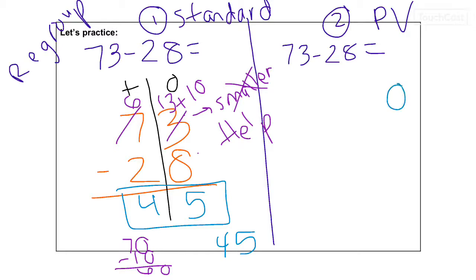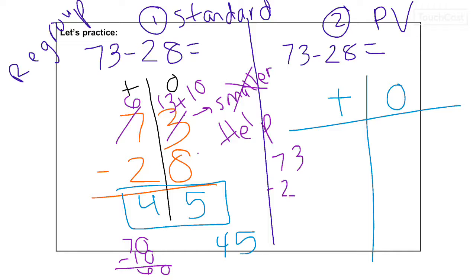Let's try the place value way. Here's my place value chart. So I take the top number. So I'm going to put 73 in here. So here's my 3 ones and then 7 tens. 1, 2, 3, 4, 5, 6, 7.